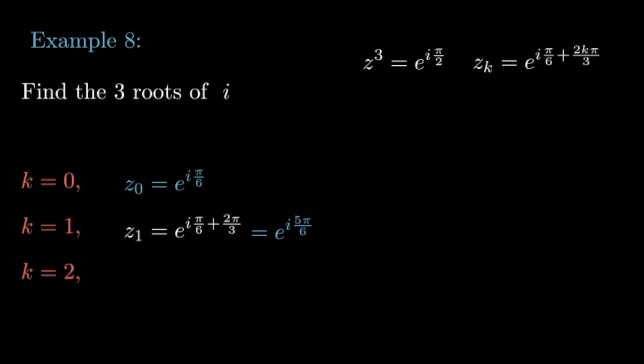And if we take k equals 2, we'll find that z2 is e to the i pi on 6 plus 4 pi on 3. And if we add these fractions together, we'll end up with e to the i 9 pi on 6. 9 pi on 6 simplifies to 3 pi on 2. And so what we need to do is subtract 2 pi. In that case, we see that 3 pi on 2 minus 2 pi is minus pi on 2, and the final answer for z2 is going to be e to the minus i pi on 2.